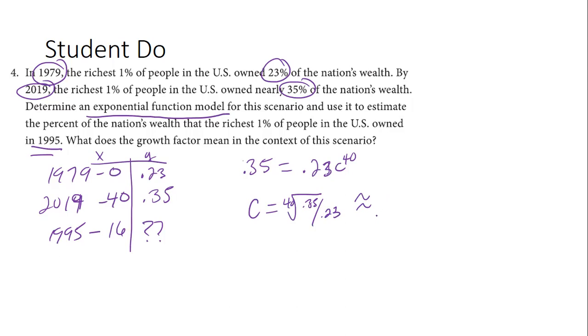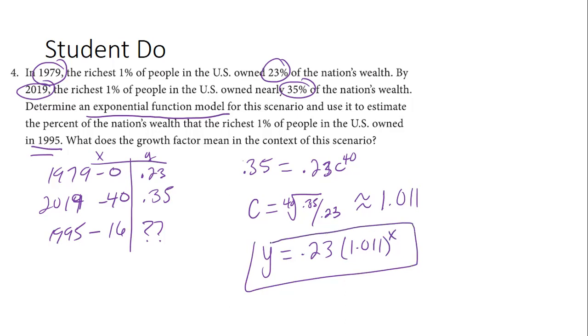What do we get? 1.01. Yeah, that's right. So then our exponential model is y equals 0.23 times 1.01 to the x.